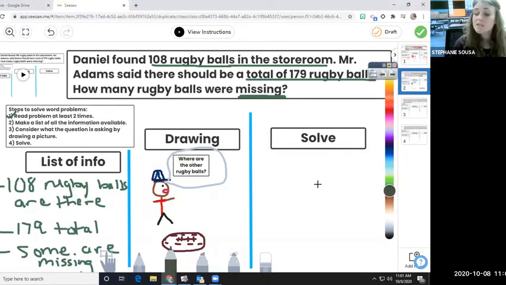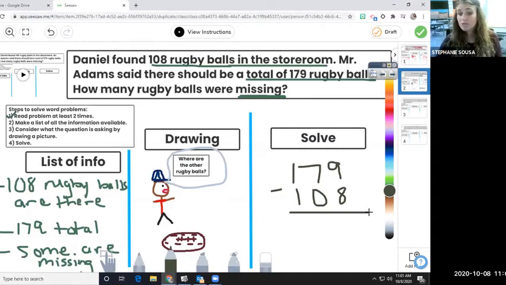We know when we subtract, we have to start with our greatest number. There are supposed to be a total of 179. So start with your total of 179. You have 108 of them. If you count 108, what's going to be left is what's missing. So this will tell you how many are missing. Go ahead and solve that problem on your own.